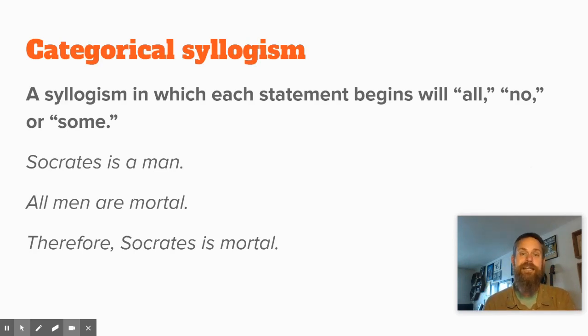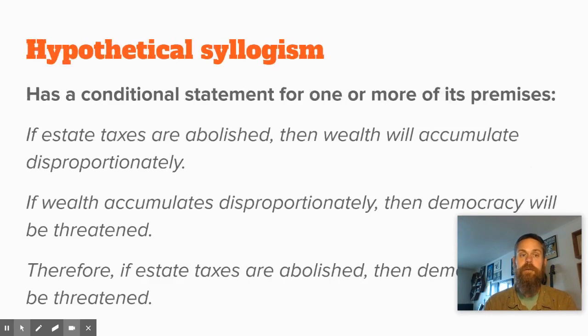Let's look at the most classic example offered by Aristotle. Socrates is a man. All men are mortal. Therefore, Socrates is mortal. If you accept that Socrates is a man, you accept that all men are mortal, you have to accept that Socrates is mortal. There's no way out of it. It's mathematical. Okay.